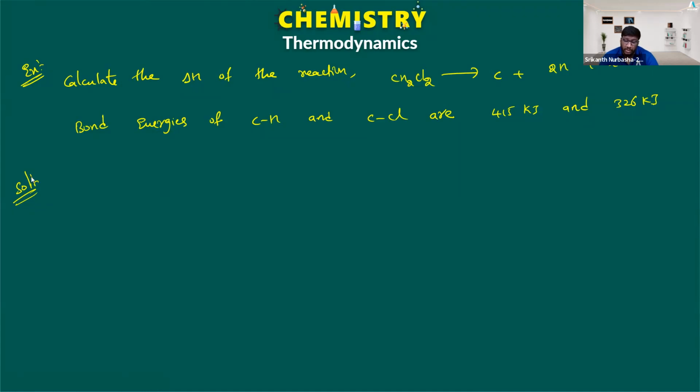CH2Cl2 gives rise to C plus 2H plus 2Cl. Calculate the delta H of the reaction. We have to calculate delta H for this particular reaction, given the bond energies. All of you do it, students. I'll add the next question: calculate the enthalpy of the reaction where bond energies are given.